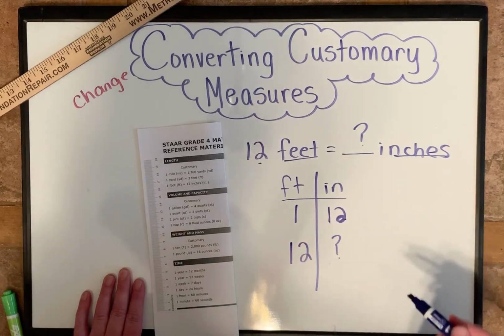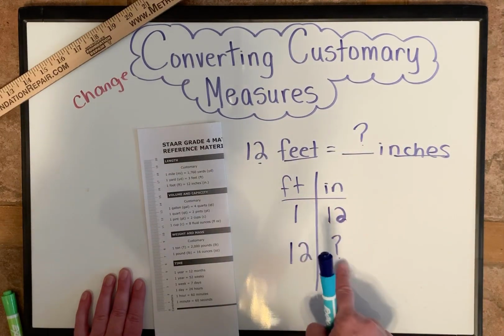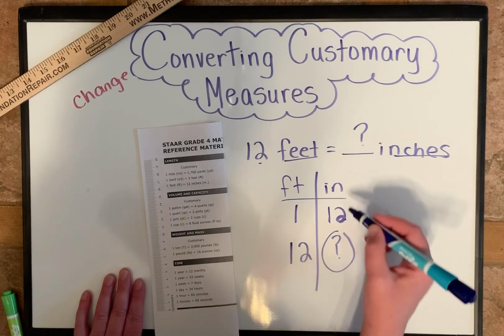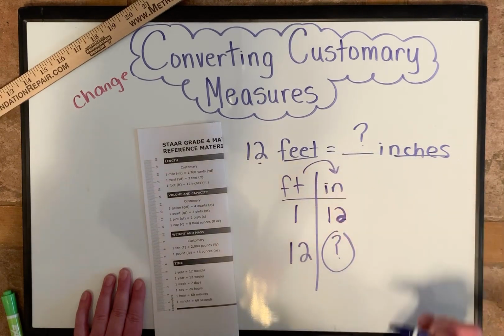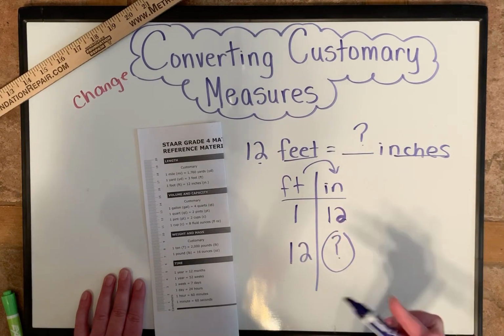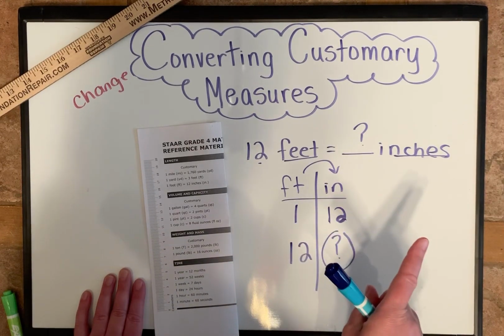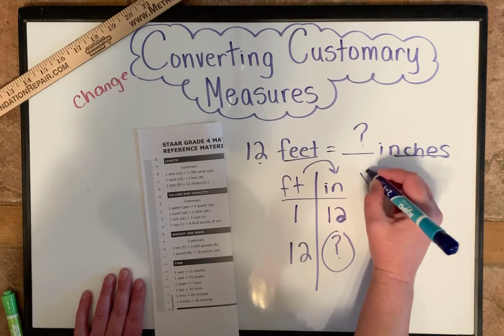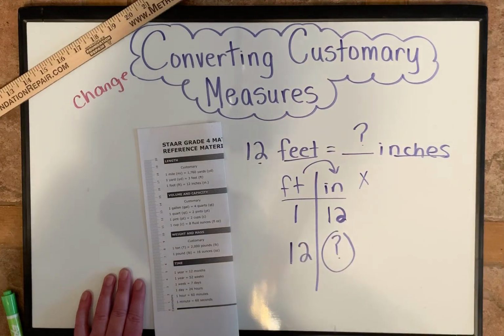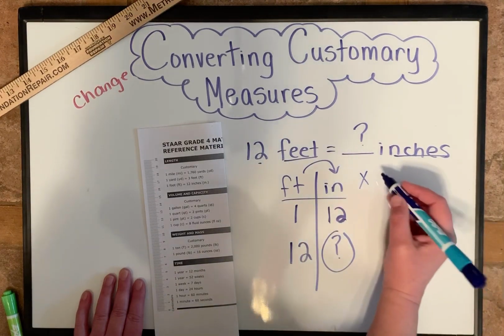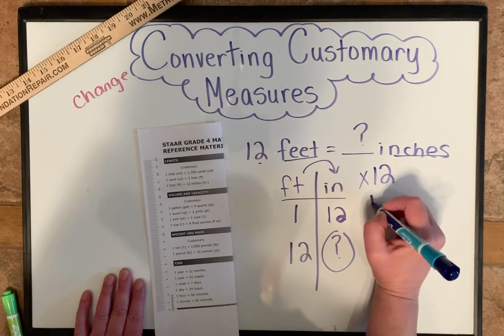So now I can clearly see that I am going from left to right. I'm trying to get to this unknown right here. So I'm going to draw a little arrow, and I'm going to ask myself, okay, how do I get from 1 to 12? Well, that number went up, so that means I'm going to multiply. How do you get from 1 to a 12? Times 12. That's my rule.